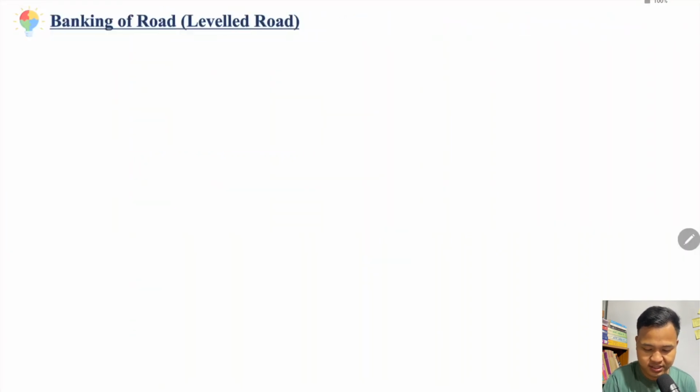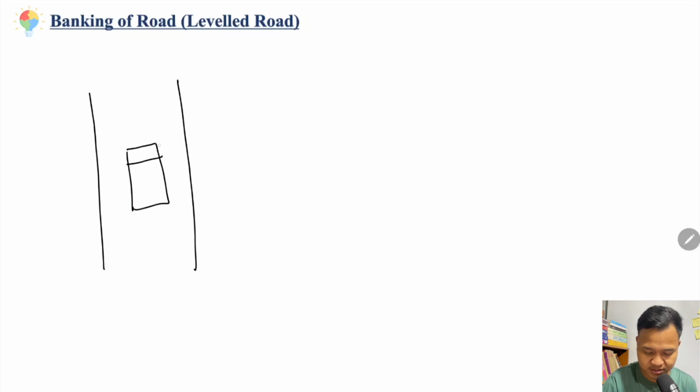Okay, first thing, if you have a level road, a level road should be a horizontal road. Something like this. Okay, so I have a car, moving along the road with speed v.